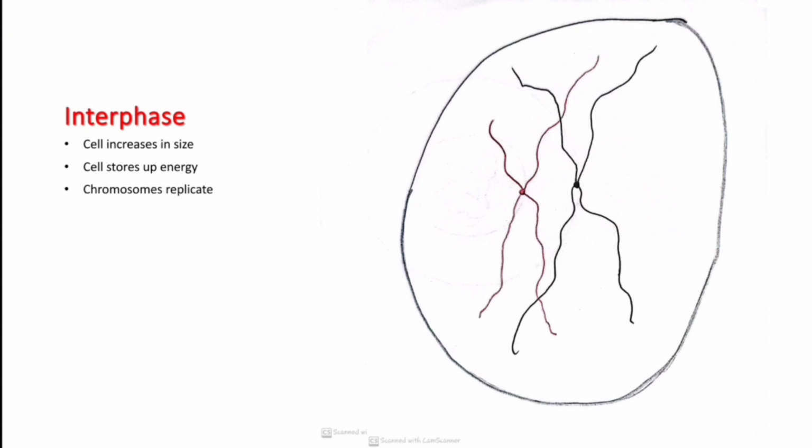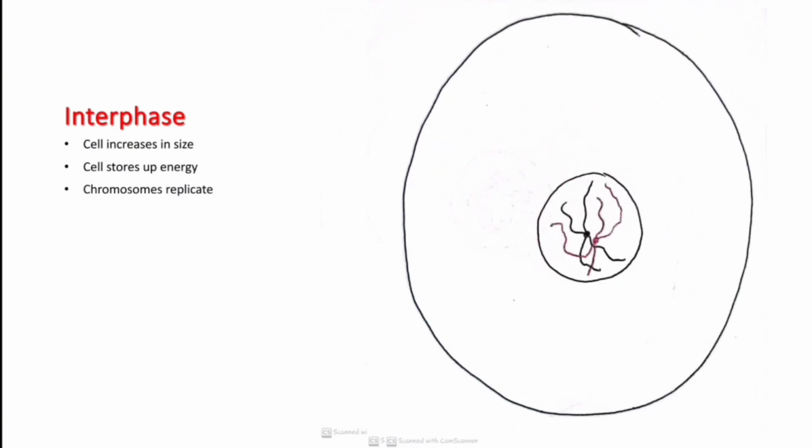So these are the events that will take place in the interphase, and finally, our diagram will look like that. One, the cell increases in size. Two, the cell stores up energy. Three, chromosomes replicate. They will make a copy, and they will meet at the centromere.